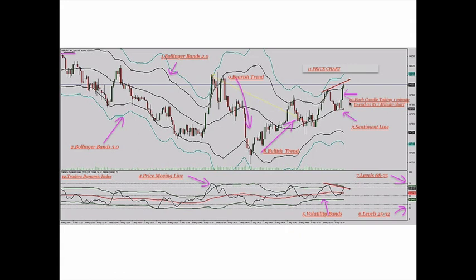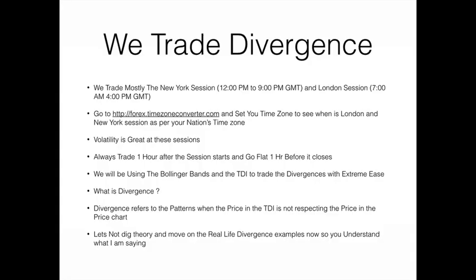Then we have these little candles. Each candle takes 1 minute to end, as it's a 1 minute chart, as you can see here, GBP M1. So these are candles. Other than that, that's it, the price chart. This portion is the price chart, and this portion is the trader's dynamic index. So that's a little bit about how the chart looks and what everything means here. Now let's move on further.